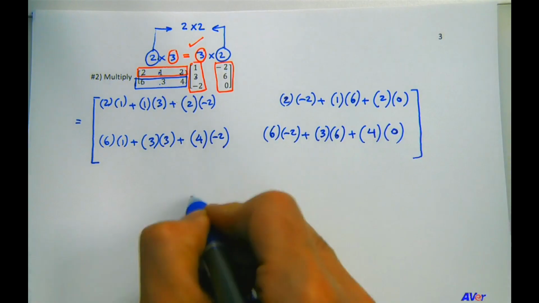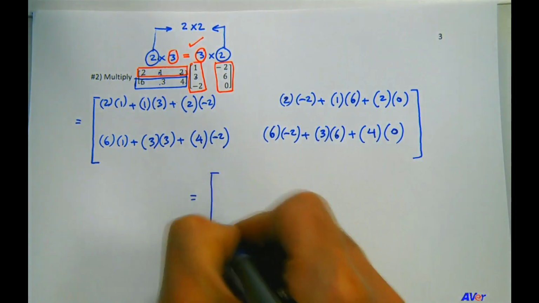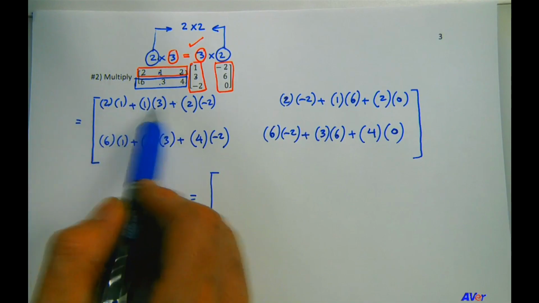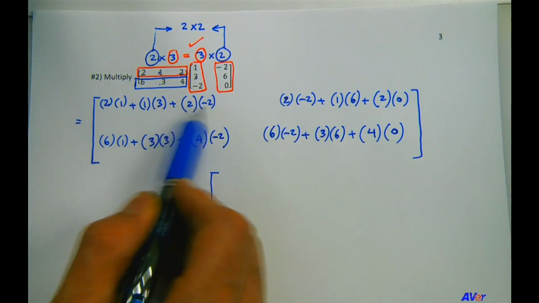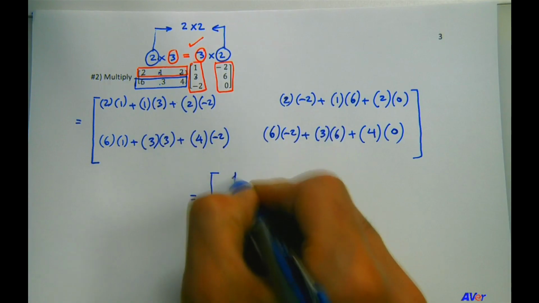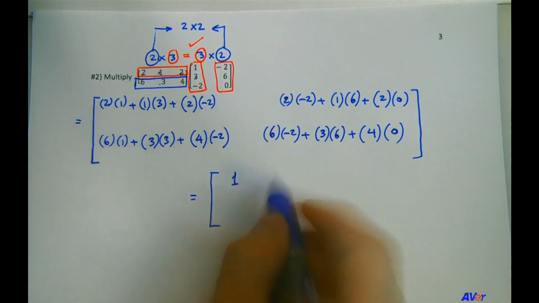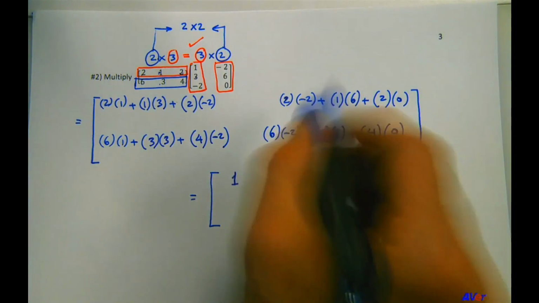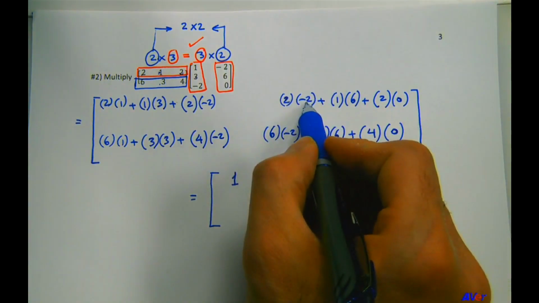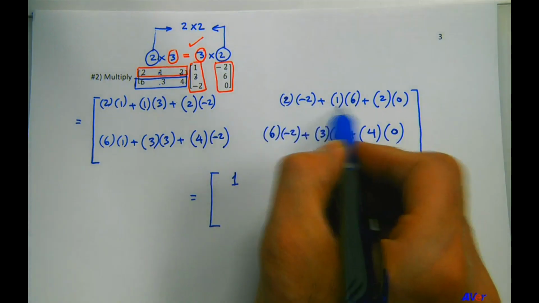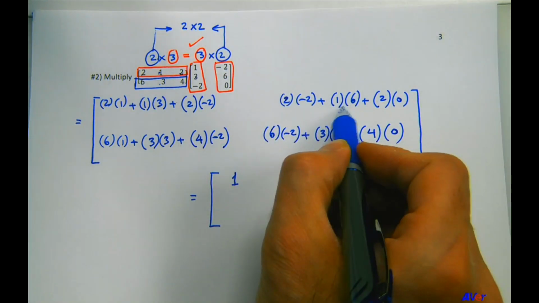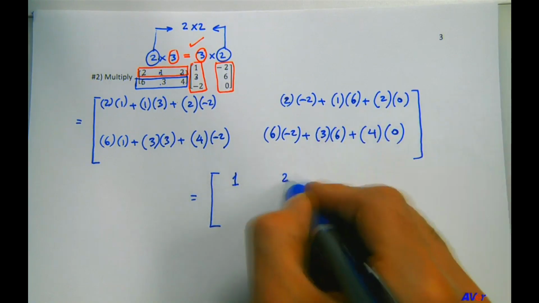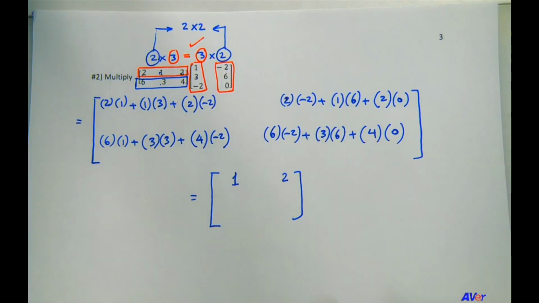Okay, so let's simplify. We have 2 plus 3, 5, minus 4, that is 1, right? 5 minus 4 is 1. Adding all of those algebraically. This one, 2 times minus 2 is minus 4, plus positive 6, that's positive 2, plus 0 is just 2. 2 plus 0 is 2.